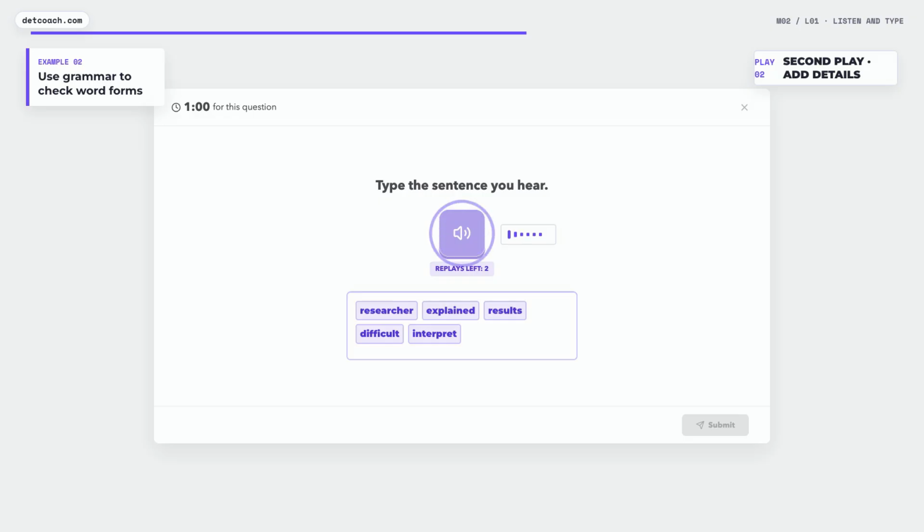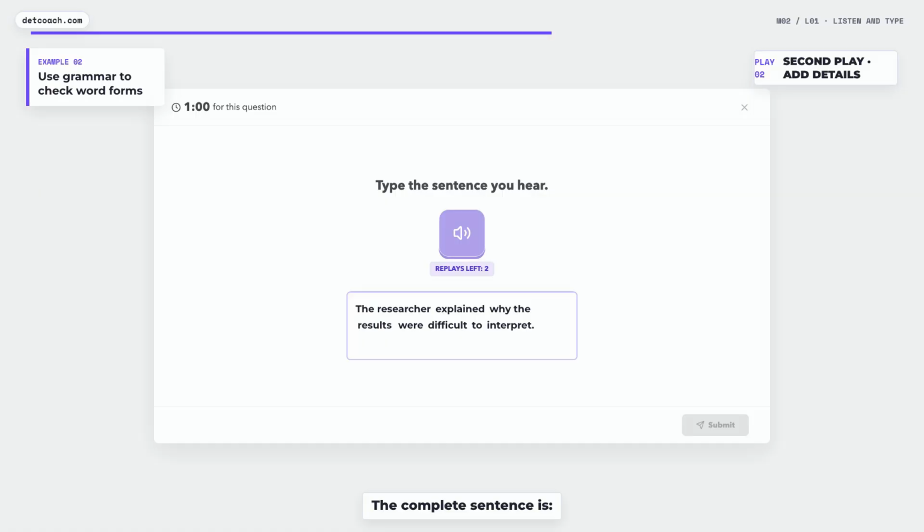The researcher explained why the results were difficult to interpret. On the second listen, add, the, why, the, were, to. The complete sentence is, the researcher explained why the results were difficult to interpret.